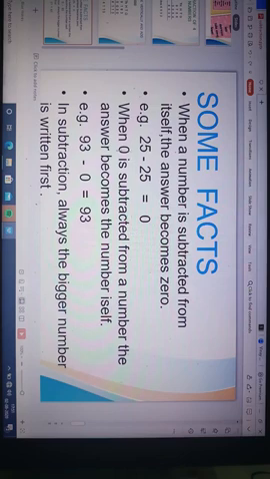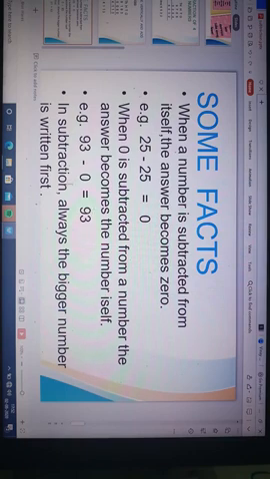Second is, when 0 is subtracted from a number, the answer becomes the number itself. If we subtract 0 from any number, the answer is the number itself. For example, 93 minus 0 is equal to 93.